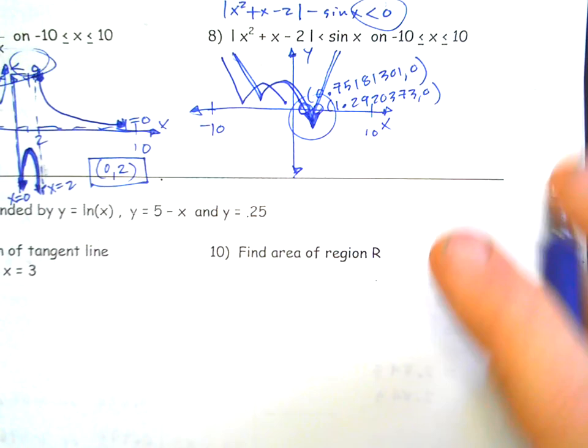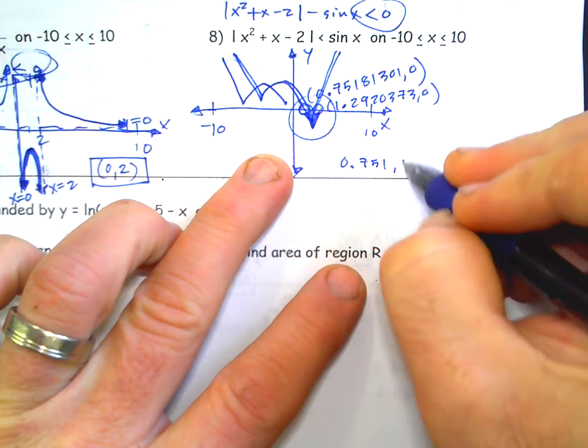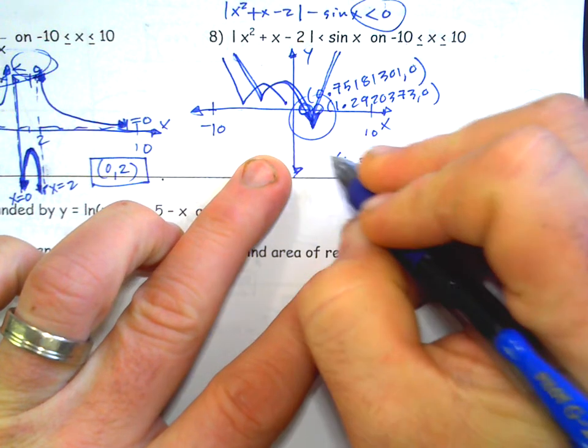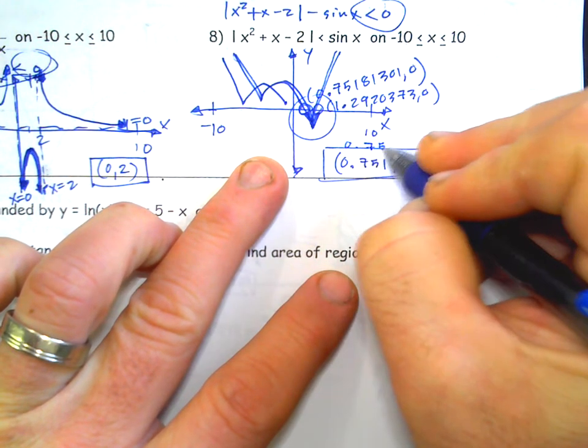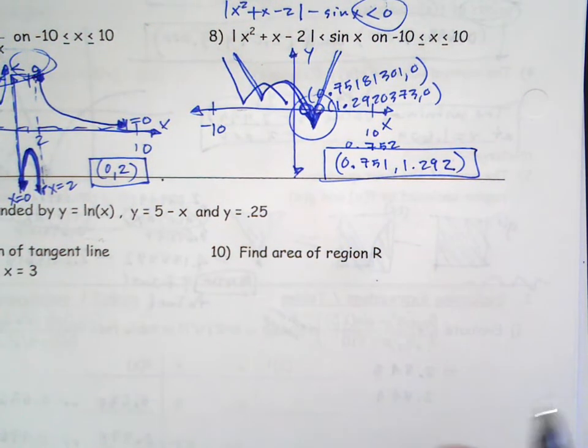But the answer is 0.751, comma 1.292, parentheses, because it wasn't or equals to. Now, if you rounded, the first one would be that. The second one would still be the same. So there you go. All right.